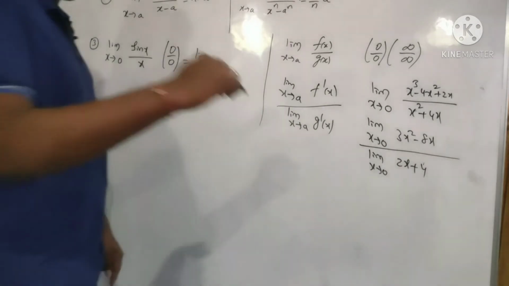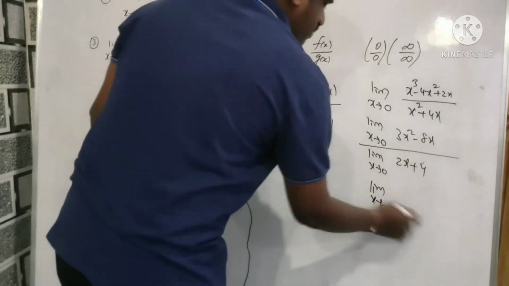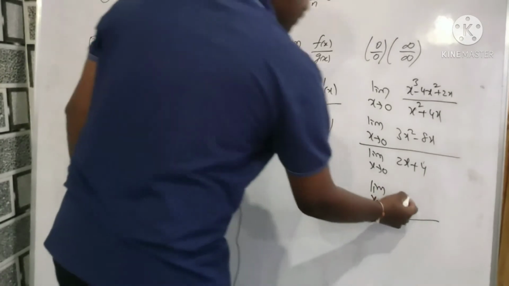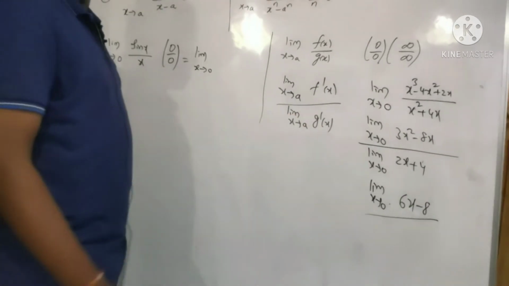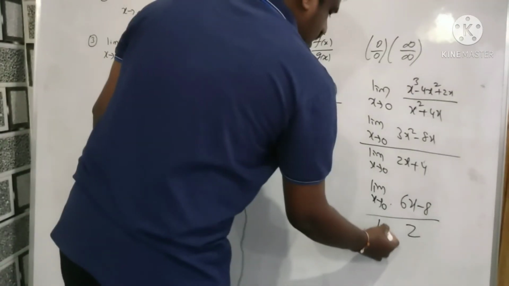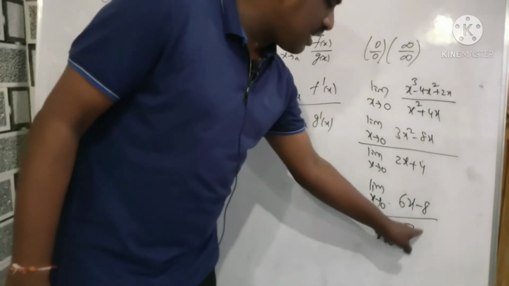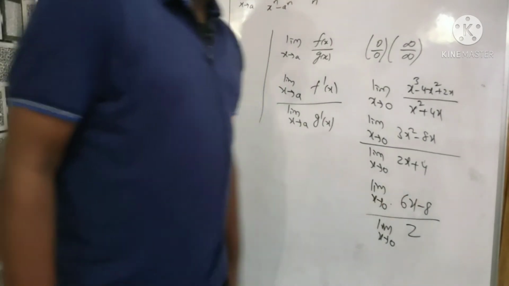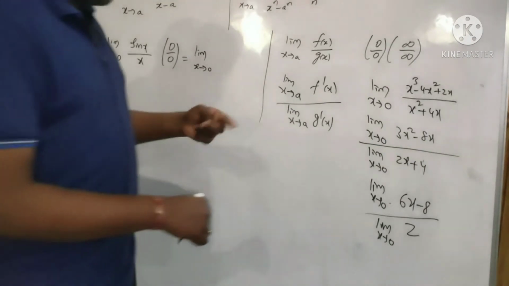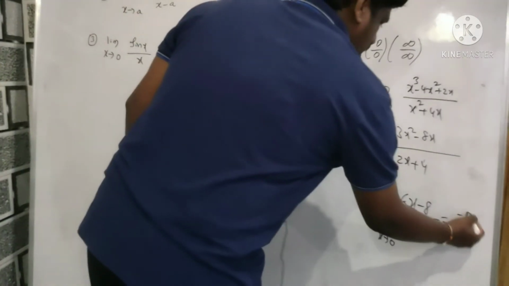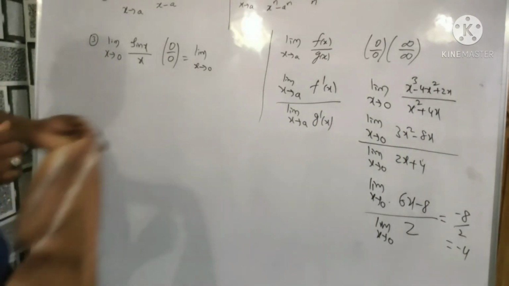So again I will differentiate. If I differentiate the top, I'll get 6x minus 8, and if I differentiate the denominator, I get 2. Now I can substitute the limit, because this is not making any 0 by 0 form. Two times I did differentiation, now I substitute the limit. I get minus 8 by 2, that is minus 4. So we will apply L'Hopital rule like this.